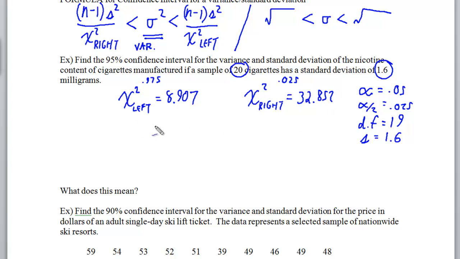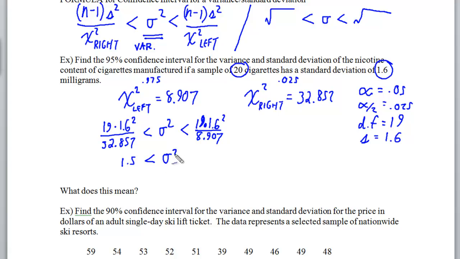So what this gives you now is all the pieces you need for the formula. N minus 1 is 19 times our standard deviation, 1.6 squared, divided by chi-squared, which is 32.857, which is going to be less than the standard deviation squared, which is variance. 19 times 1.6 squared divided by 8.907. So I'm going to work on this here, and this is going to give me 1.5, which is less than the standard deviation squared, which is less than 5.5.